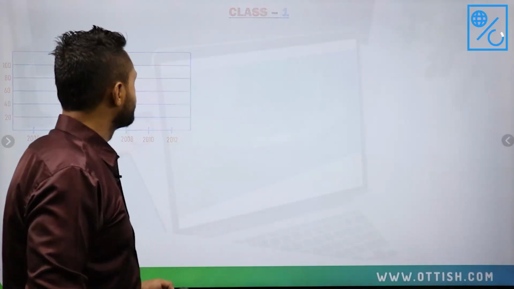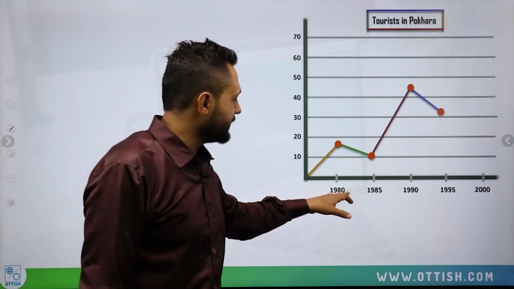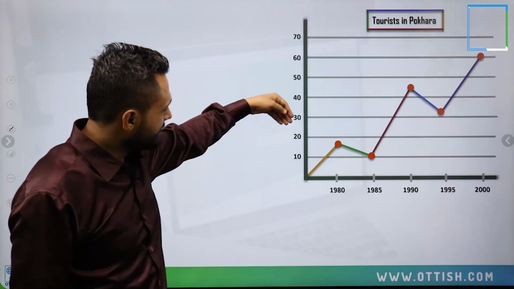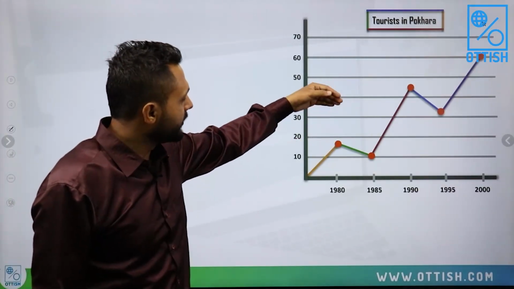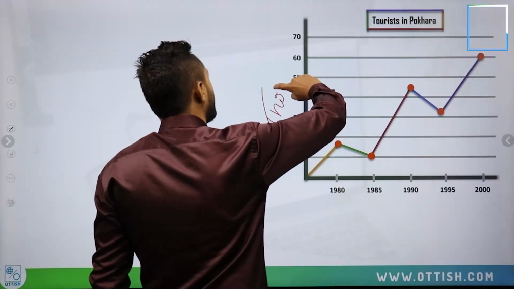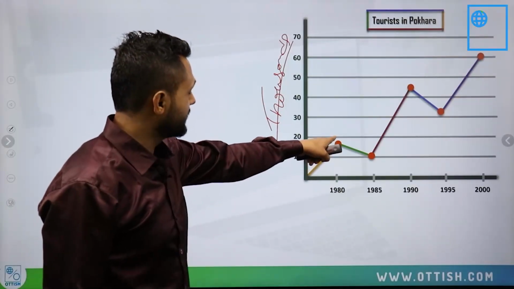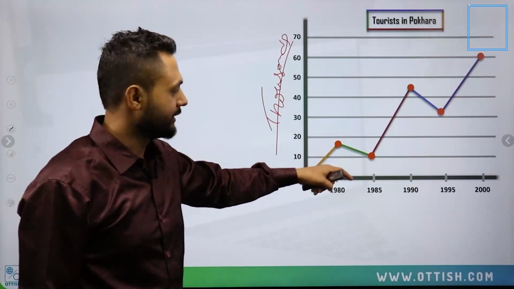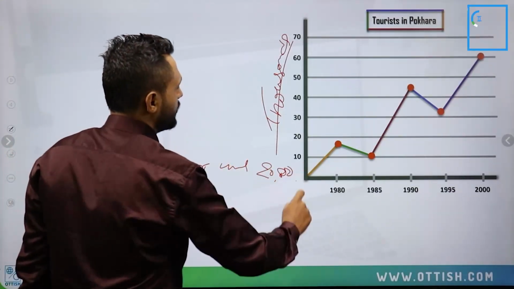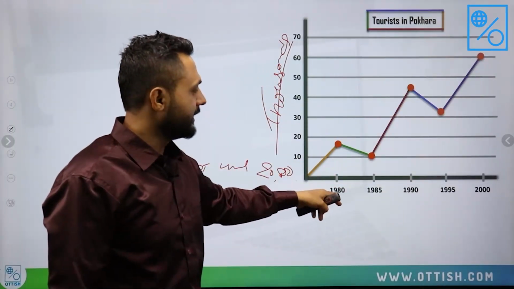Let's see another example. Okay, these are the tourists in Pokhara here, and these are the dates 1980, 85, 1995, and 2000. So here we find that in 1980 it is just under 20, right? The number of tourists, let's say it is thousands. So here let's write thousands. Units are measured in thousands. In 1980, it is just under 20,000. You can simply write just under 20,000. So number of tourists in Pokhara constituted just below 20,000 in 1980.